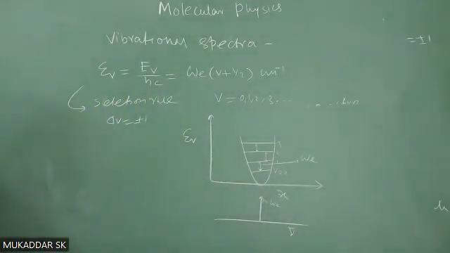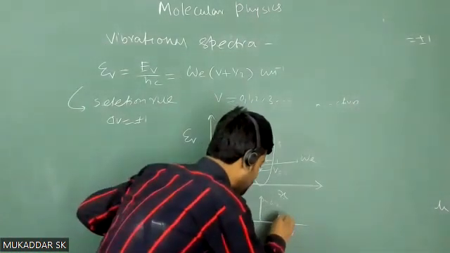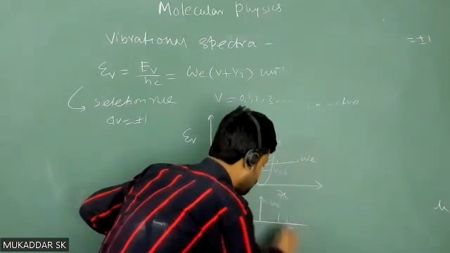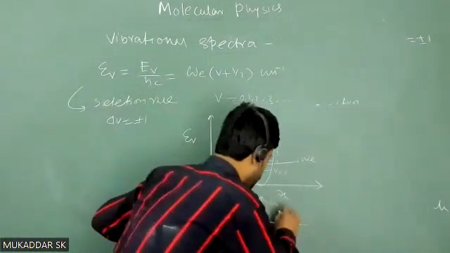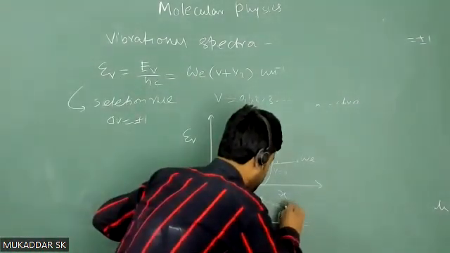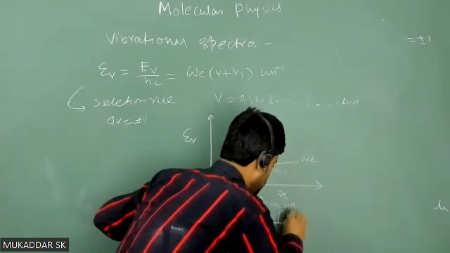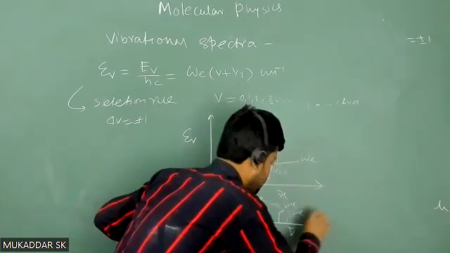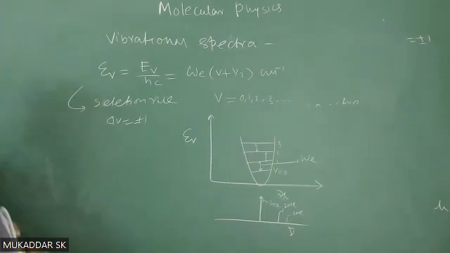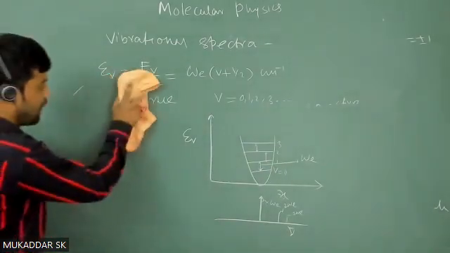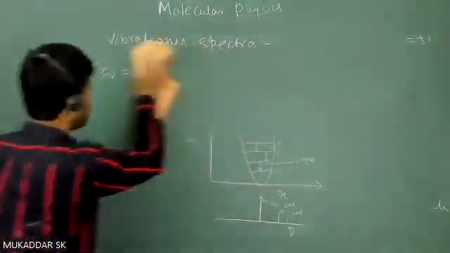However, experimentally what do you get? Experimentally you get some more lines, which are low intensity and are called overtones. So the first overtone will be around twice omega e, the second around thrice omega e, and so on. So why this overtone? Because of the anharmonic behavior of the molecule.